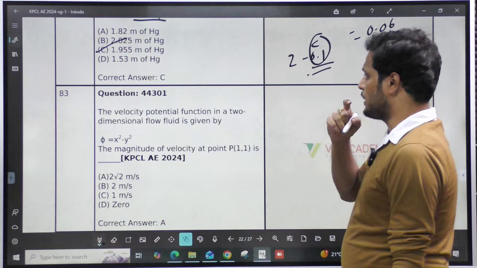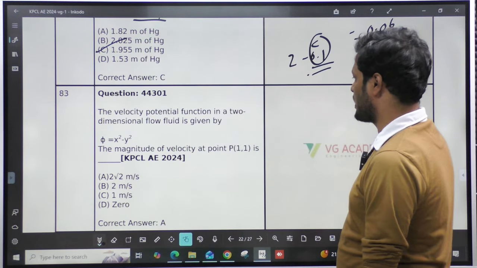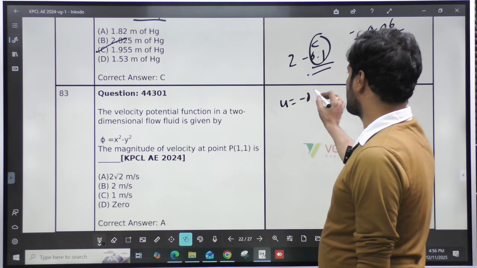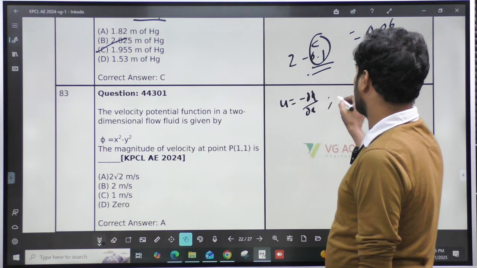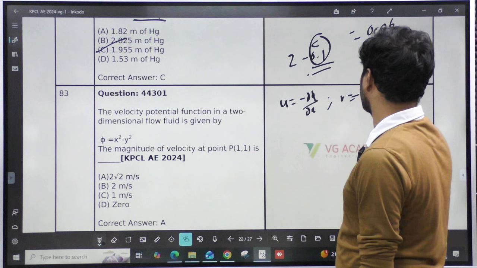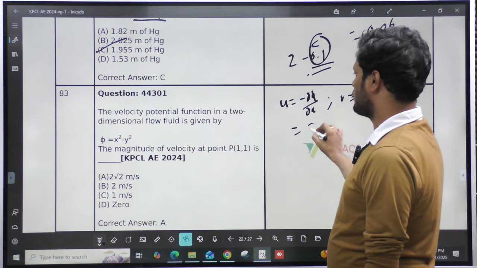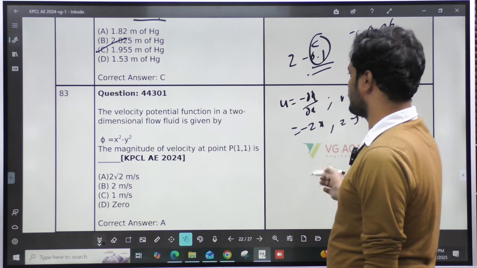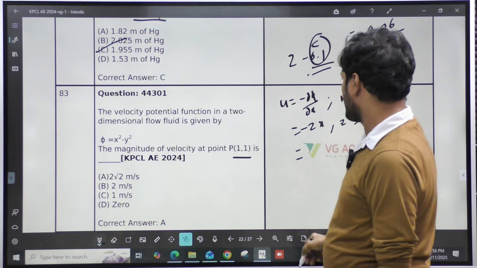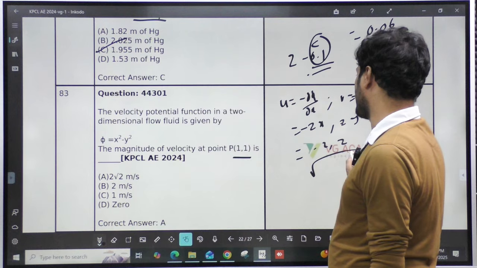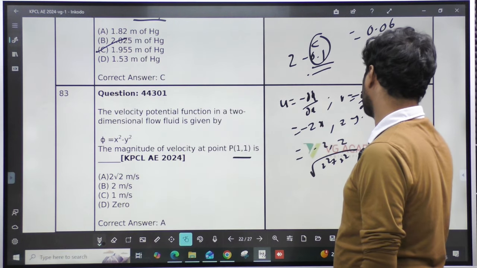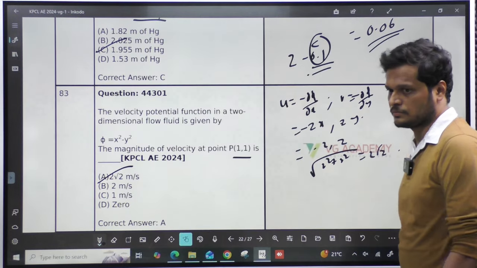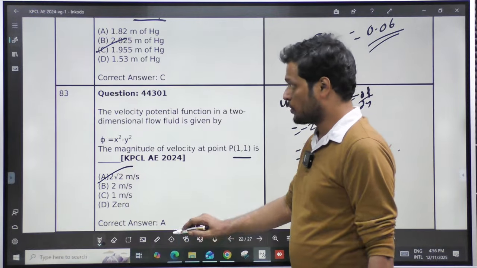The velocity potential of a two-dimensional flow, the magnitude of velocity at 1 and 1. So first we will find u, which is minus dou phi by dou x, and v, minus dou phi by dou y. So which is 2x minus 2x plus 2y at a point 1 comma 1. So minus 2, 2. So square root of 2 square plus 2 square, 2 root 2. Option A. Okay na?